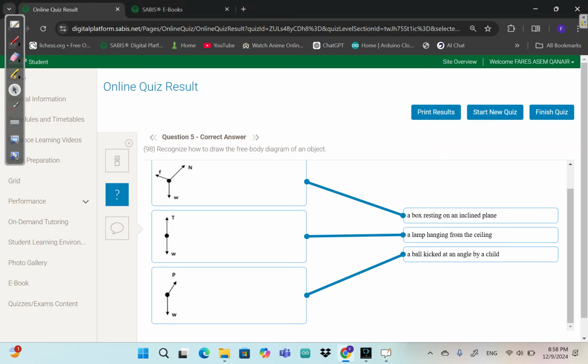Now for number 3. A ball kicked at an angle by a child. So let's say this is the ball. It's kicked at a certain angle. This is the angle it's kicked at, and it's pulled down by its own weight. So what is the closest one to it? It's this one. It's this diagram. So that's our answer.